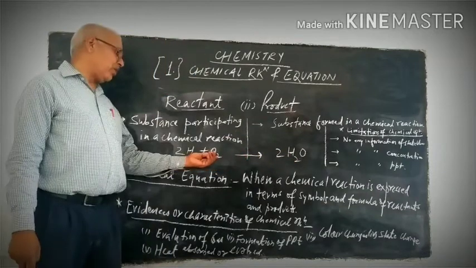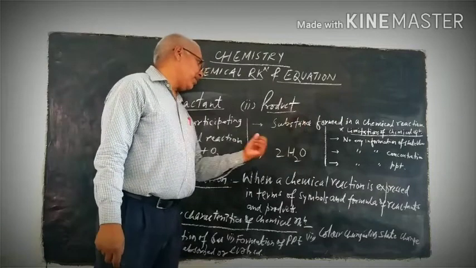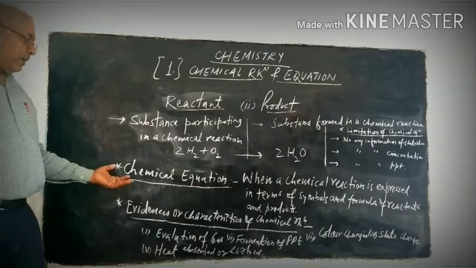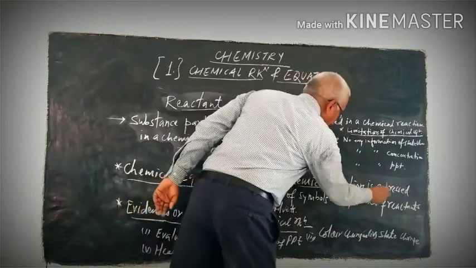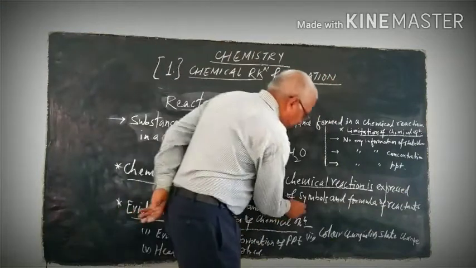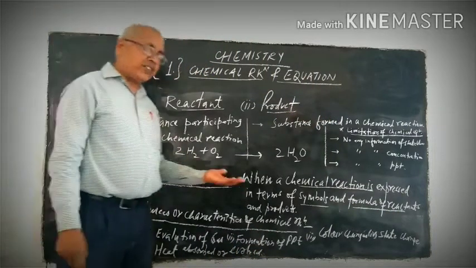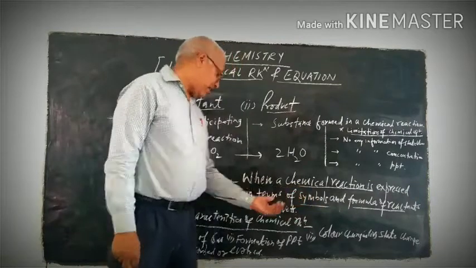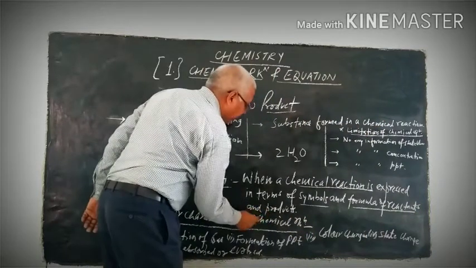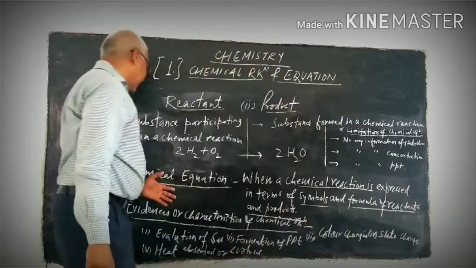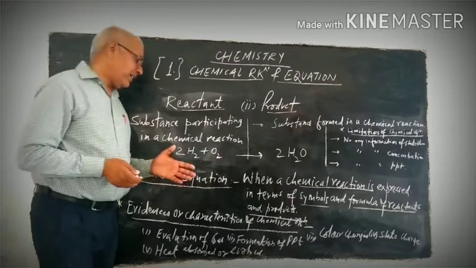So H2 and O2 are considered as reactants, same as H2O is a product. Now about the chemical equation. A chemical equation is when a chemical reaction is expressed in terms of symbols and formulas that are used in the reactant side and product side. So you can say that a chemical equation is only a combination of symbols and formulas.